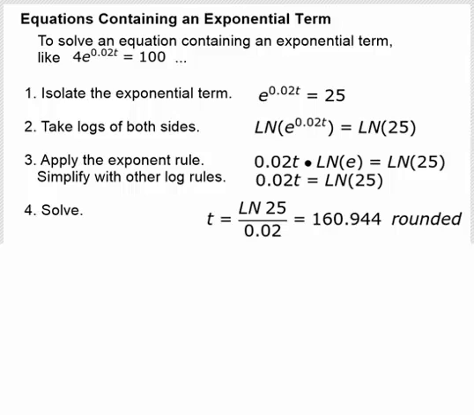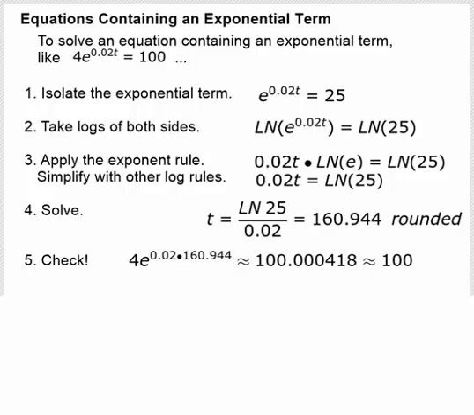So we have to plug that answer back into the original equation. And we get 4e raised to the 0.02 times 160.944. And on our calculator, we get 100.000418 out to 6 places. And that's very close to 100. It's close enough. That shows us we have an answer that actually works in our equation.